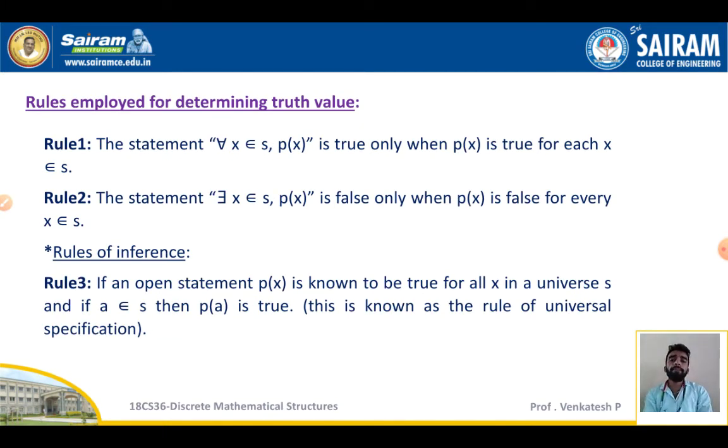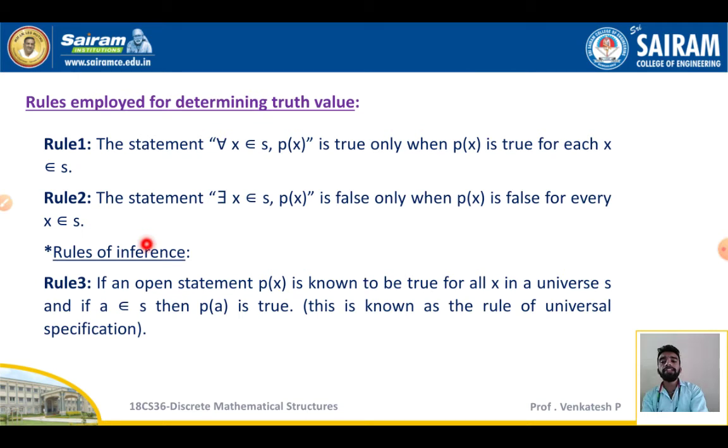Some rules are employed in finding the truth values based on the quantifiers. Rule 1: the statement for all x belonging to S, p of x is true only when p of x is true for each x belonging to S. Rule 2: the statement there exists x belonging to S, p of x is false only when p of x is false for every x belonging to S.